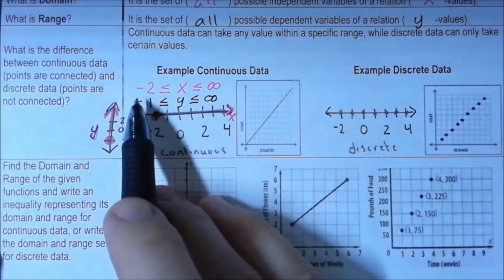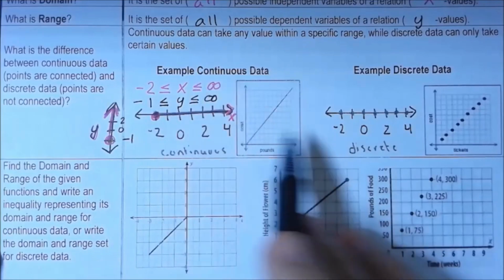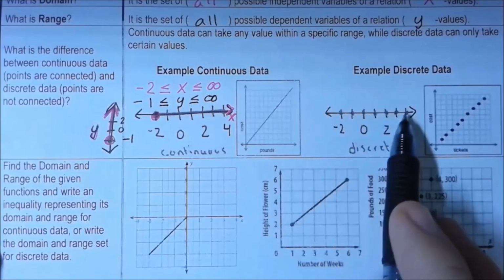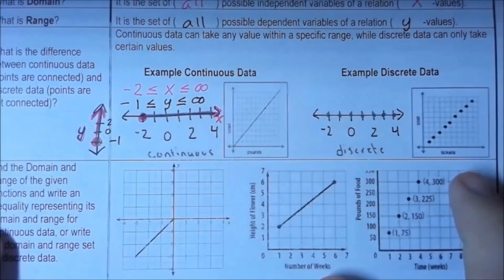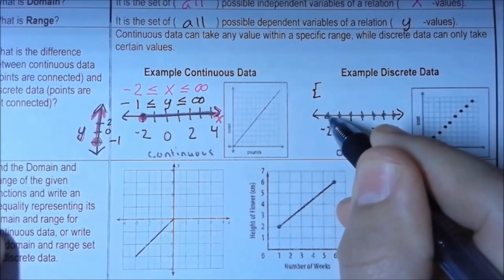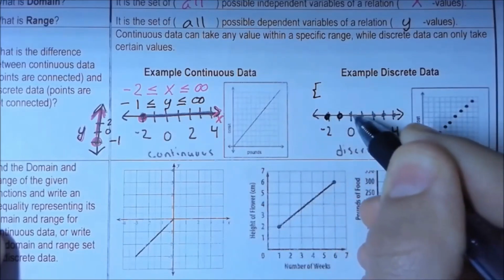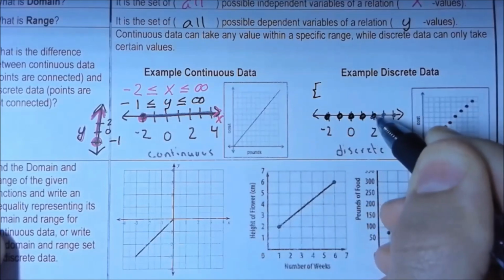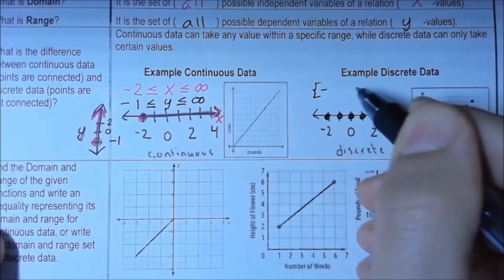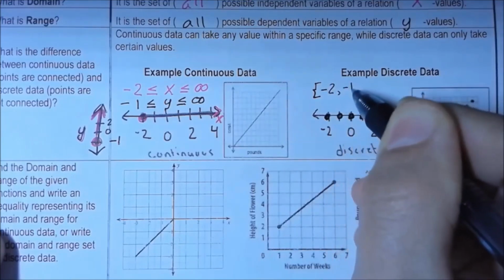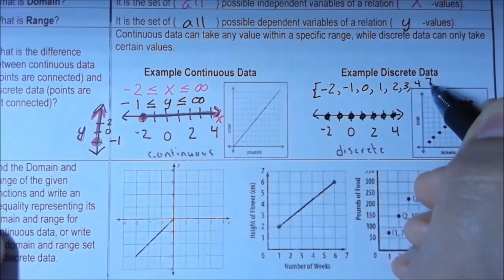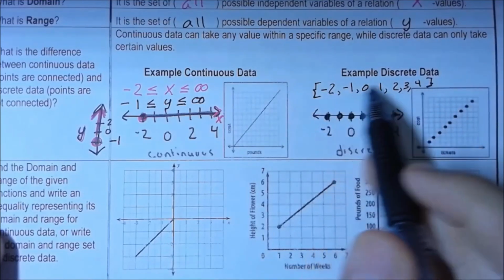Now, discrete data is not the same. We don't write inequalities because it's not everything in between, but specifically just the points that are listed. Let me give you an example of what that would look like. If we're writing discrete data, first of all, we're going to use brackets for our domain. That's going to represent my x. In this case, we have a dot at -2, -1, 0, 1, 2, 3, and 4, and let's say it ends there. We put our smallest number to the left, so we have -2, -1, 0, 1, 2, 3, and 4. Then we close brackets, and that is my domain right there.